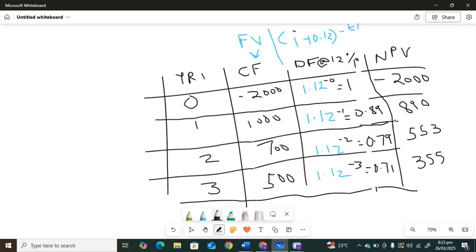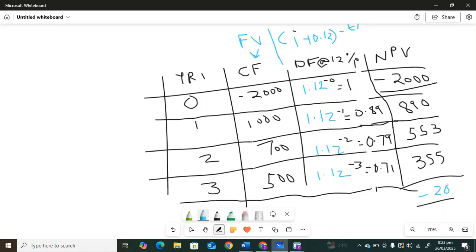So what we do now is we just add the net present values. Let's do it together. Let's get our calculators. You say negative 2,000 plus 890 plus 553 plus 355. Are we all getting negative 202?